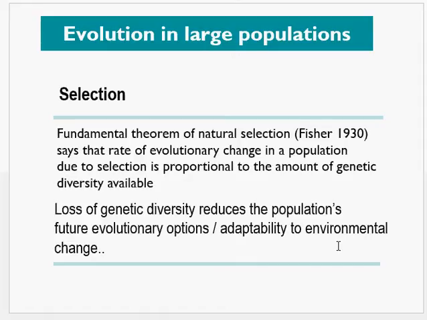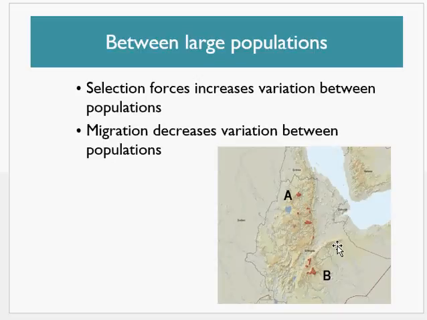So the rate at which selection works on a population is directly proportional to the amount of genetic diversity within that population. If there's less genetic diversity, there is less for the selection to work with, and therefore there is going to be a lower rate of change or evolution or ability to change in the face of changing environmental pressures. So selection forces will increase the variation between populations.